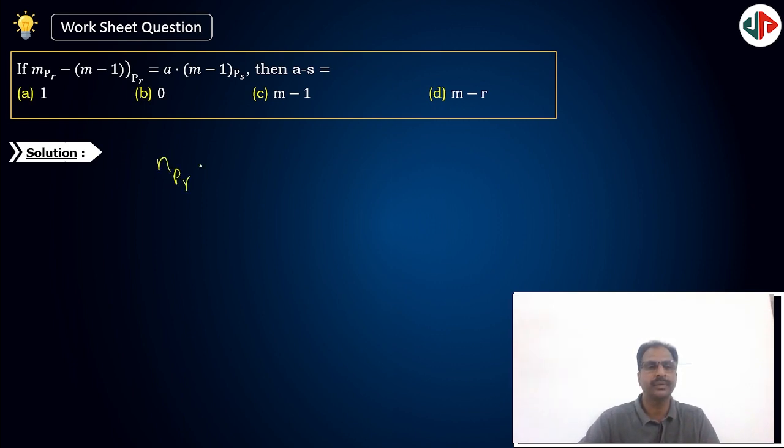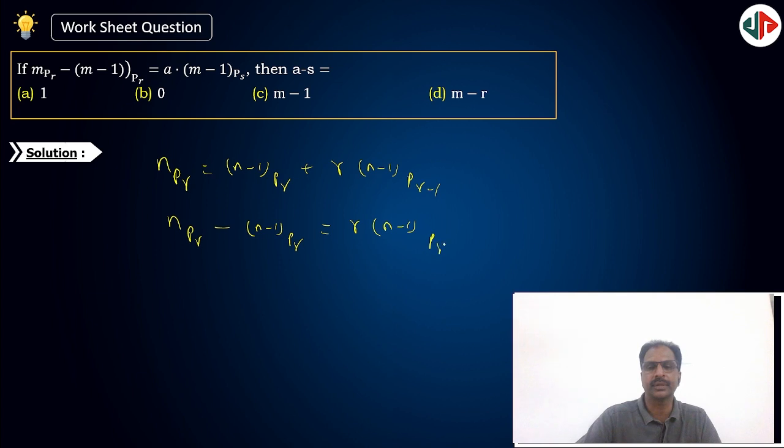Now we have a formula for nPr like this. nPr is nothing but (n minus 1)Pr plus r into (n minus 1)P(r minus 1). From that, what is nPr minus (n minus 1)Pr? r into (n minus 1)P(r minus 1). Right? Now, instead of n, here we have m. So, what is mPr minus (m minus 1)Pr? r into (m minus 1)P(r minus 1).